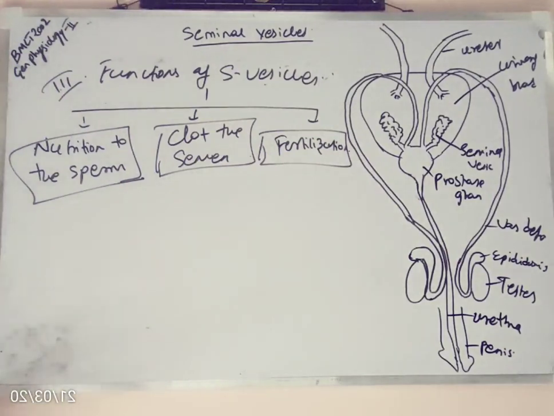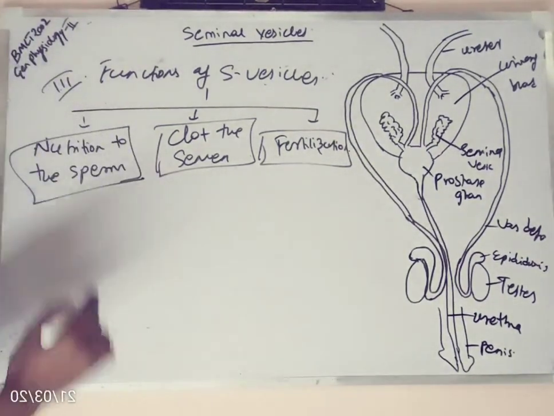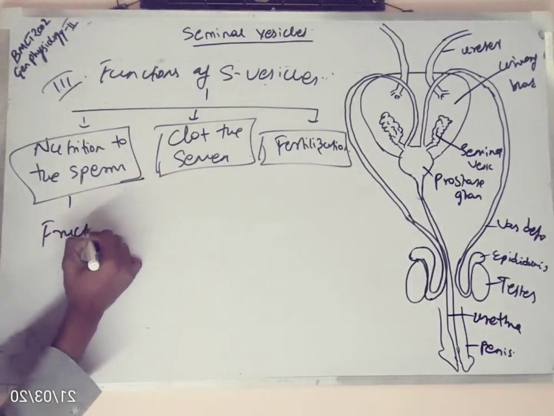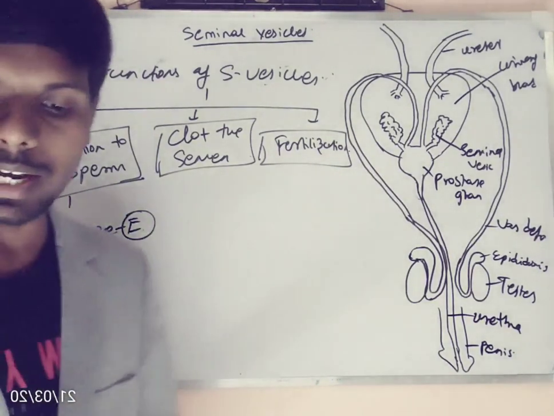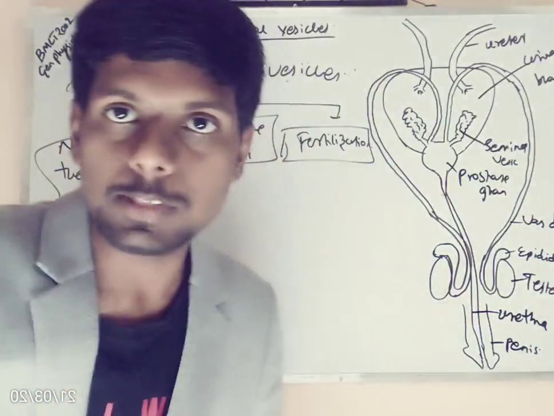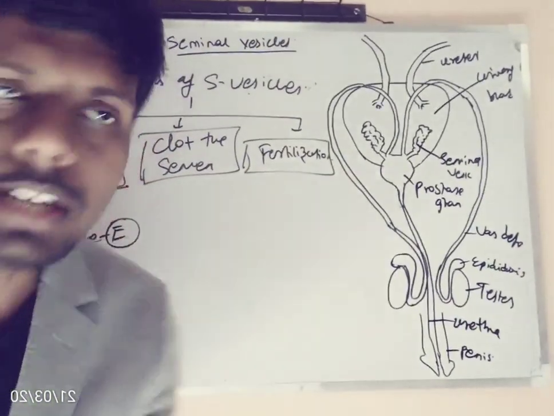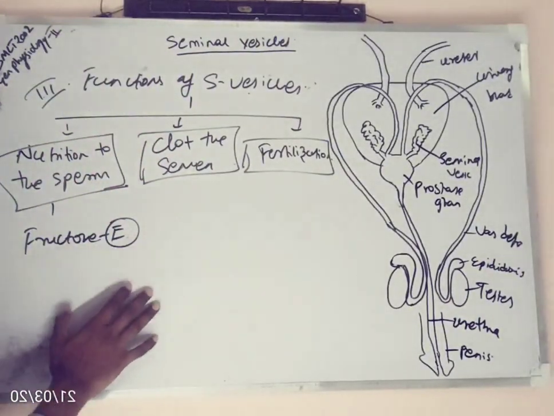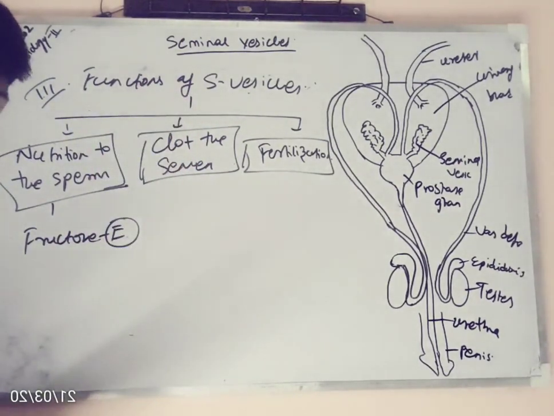Nutritive function, clotting of the semen, and fertilization. Coming to the nutrition, semen is composed of fructose, and fructose will give energy to the sperms. Sperms need energy, right? Once after ejaculation, once sperms enter the female genital tract, they need energy, and that energy is provided by the fructose, which is present in the seminal vesicle.